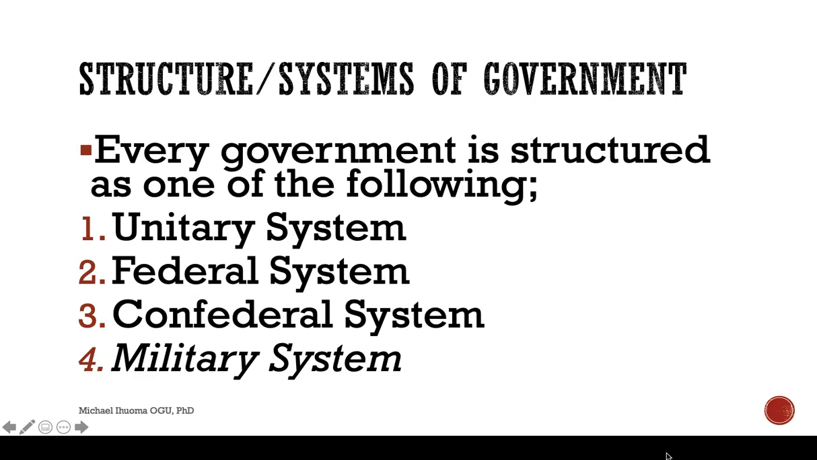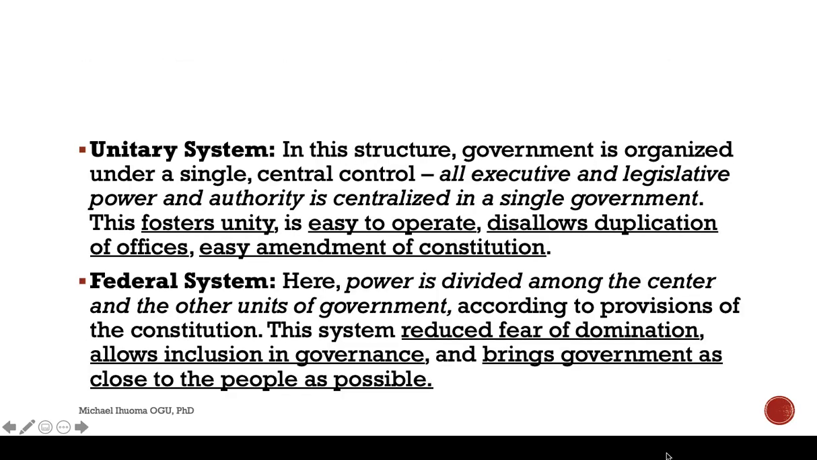So basically, every government, every state is structured in one of these four ways. That's the point we're making. Every government is structured in one of these four ways, or one of these four systems. All right, the unitary system, the federal system, the confederal, and of course the military system. So every state in the international society or in the global society assumes one of these four structures of government. Now we'll look at these structures one after the other, beginning with the unitary system.